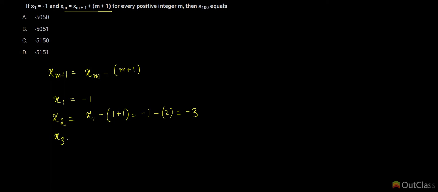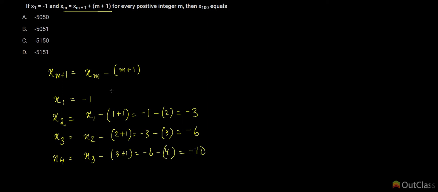How do you find x3? x3 is when this is 3 or m is 2. So you get x2 minus (2 plus 1). x2 was already found to be minus 3. Minus 3 minus 3, minus 6. What is x4? Similarly, x3 minus (3 plus 1). You will get minus 6 minus 4, minus 10. Now, at this point, you might recognize the pattern here. These are all negatives of triangular numbers.